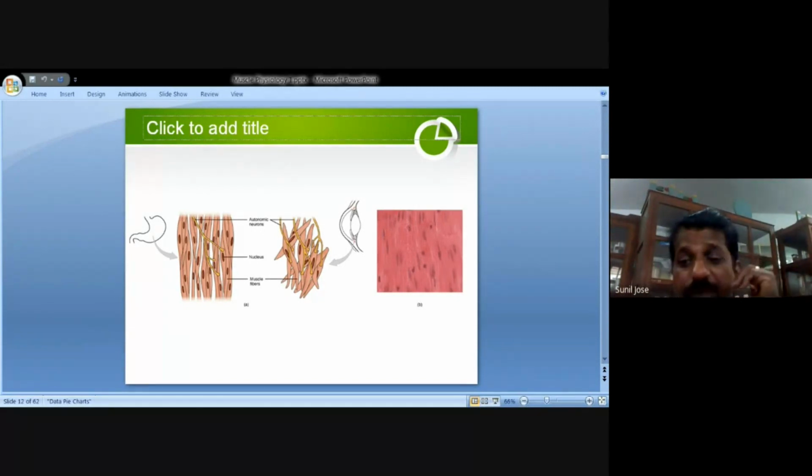So that is one nature of the smooth muscle. Both ends will be pointed. Another feature of the smooth muscle is that they contain only one nucleus. That is, uninucleated. Going to the cardiac muscle, we say it contains either one nucleus or two nuclei. But in the skeletal muscle cells, we say that they are multinucleated. Several nuclei will be there. But that is not the case with the smooth muscle. They contain only one nucleus.